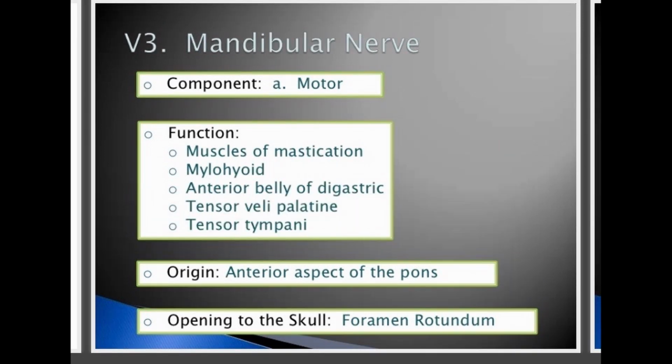Now the third one, the mandibular division. The component is motor, and its functions are the muscles of mastication, mylohyoid, anterior belly of the digastric, tensor veli palatini, and tensor tympani. It takes origin from the anterior aspect of the pons, and the opening of the skull is the foramen ovale. So this is the mandibular nerve. These are all the divisions of the trigeminal nerve: ophthalmic, maxillary and mandibular.